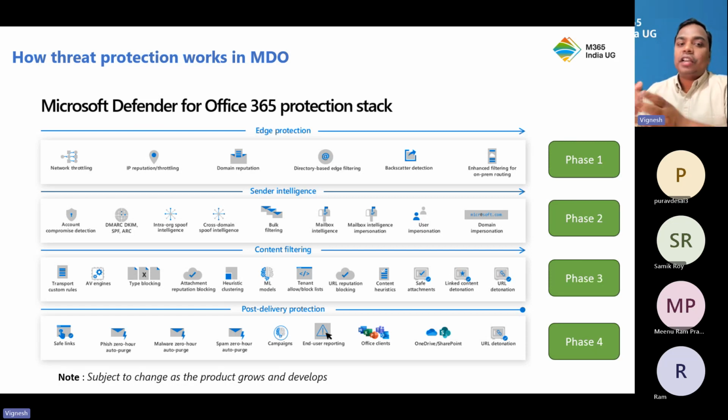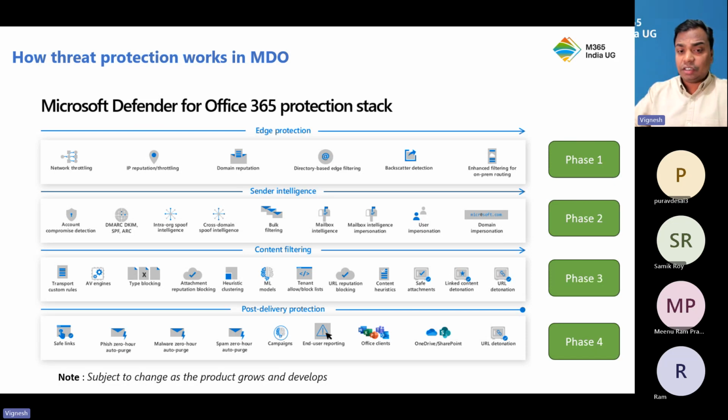Or there is a lot of politics which happens behind this, which we don't want to get into, but that's what the network throttling does. And then you also have this IP reputation and throttling, right, where it looks for bad IPs and even for throttling, and it detects that and blocks it there. Then the domain reputation to block any messages which are coming from a known bad domain, right? And you also have the directory-based edge filtering, the backscatter detection.